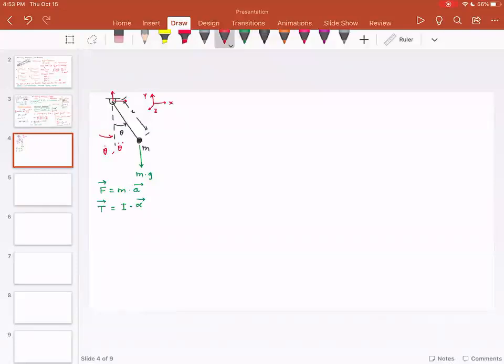I will write what they are. So you have T, which is torque. Then you have alpha, which is angular acceleration. And then you have I, which is mass moment of inertia. And just to give you the definition, mass moment of inertia is mass times the radius of gyration square.